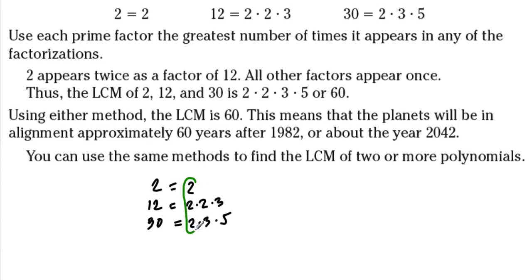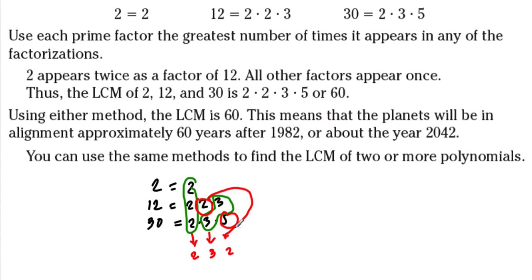2 is common to all three. These three are common to 12 and 30, but not to 2. But since we're looking for the LCM, we circle them as well. And then we simply bring the numbers down once, 2 and 3. And the numbers we did not circle, which are 2 and 5, we need to bring down as well.